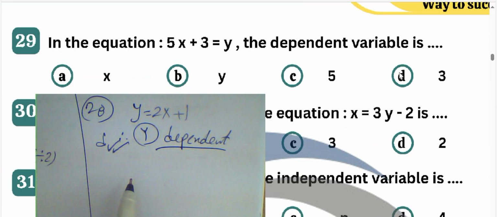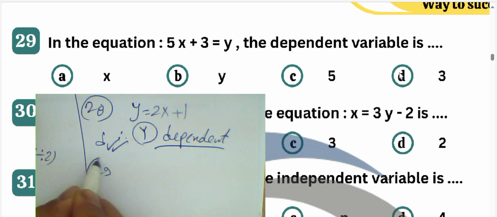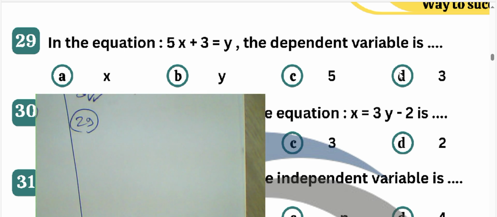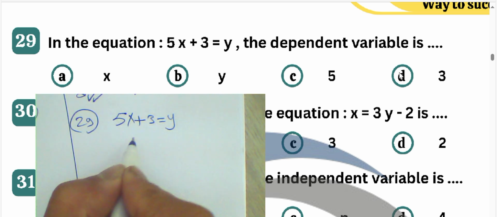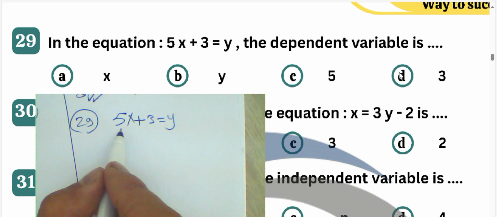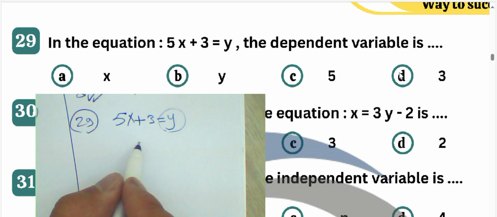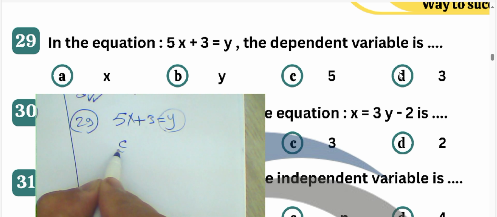Number 29. In the equation 5x plus 3 equals y, the dependent variable here will be y. Y, we call it dependent. Choose letter B. Y is dependent.